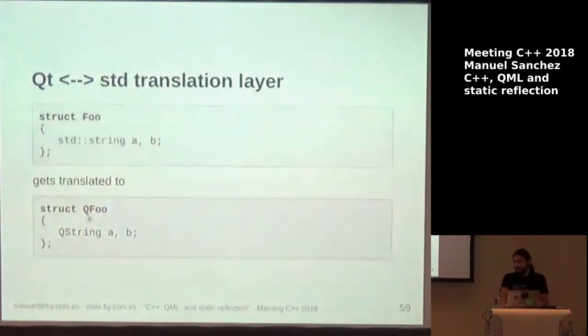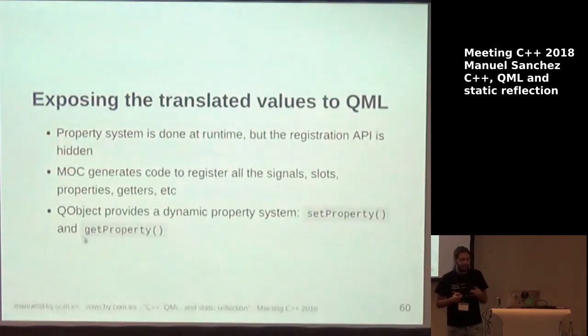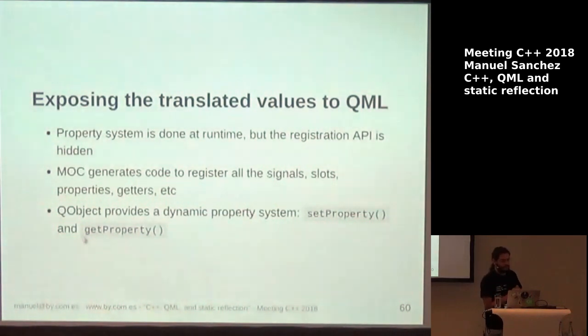So the idea basically of everything is that from this struct using std types, you get something like this. Okay. So we have a reflection API to do all the wiring automatically. We have a system to translate Qt types into std types and back. And now we have to tell QML, okay, here are your properties, do whatever you need with it.